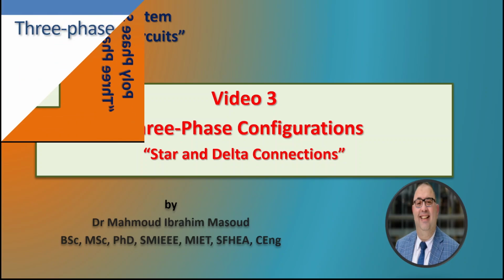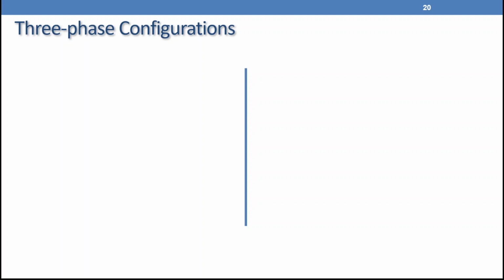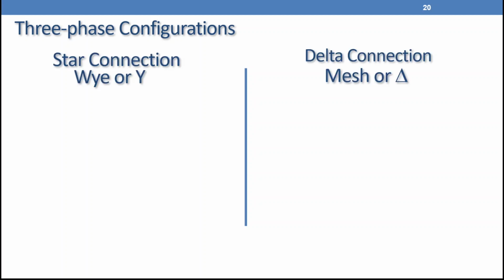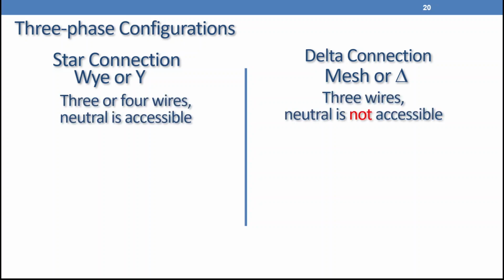Let's start. As I mentioned, we have two configurations, either star connection or delta connection. Some textbooks write star or Y, the English letter Y. In delta connection, they write mesh or delta, a Greek letter. For star connection, we have 3 or 4 wires, and an important feature here is that the neutral is accessible. But for delta connection, we have only 3 wires, and the neutral is not accessible.